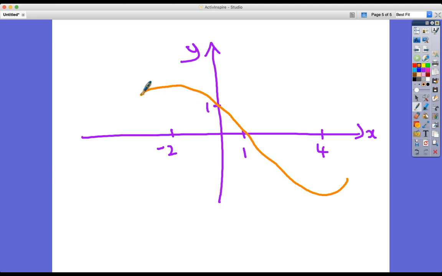Yeah, so we got there. Tricky. Let's make sure we've got everything in. We've got a maximum point, we've got a y-intercept, we've got a point of inflection happening here, and then we've got a minimum point down there. I got there in the end.